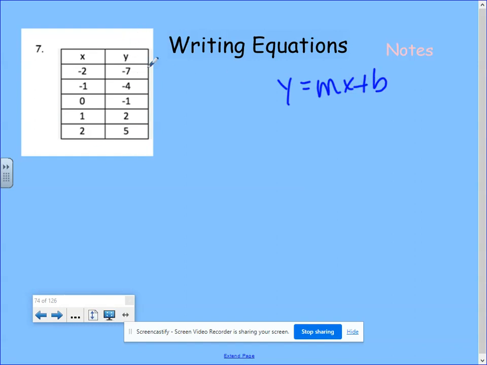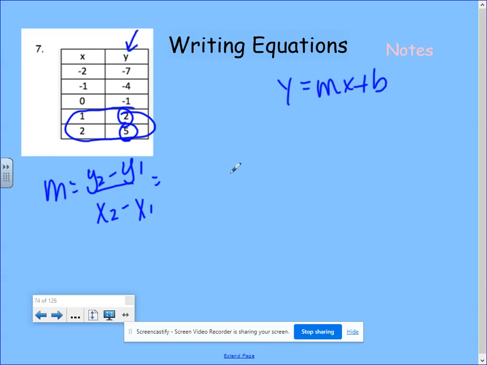given a whole table of points? Well, I only need 2, to find my m. So I'm going to take y2 minus y1 over x2 minus x1. So here's my y values. So 5 minus 2 over 2 minus 1. That's going to be 3 over 1, which is a plain old 3. Nice and easy. I don't have to worry about a fraction this time.